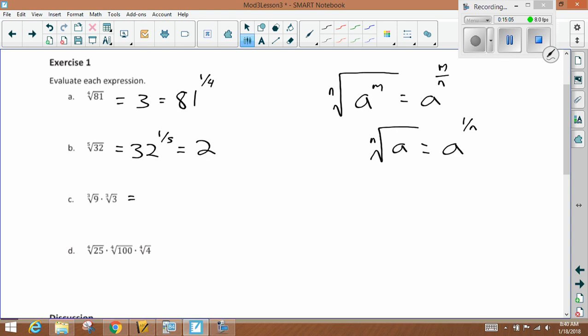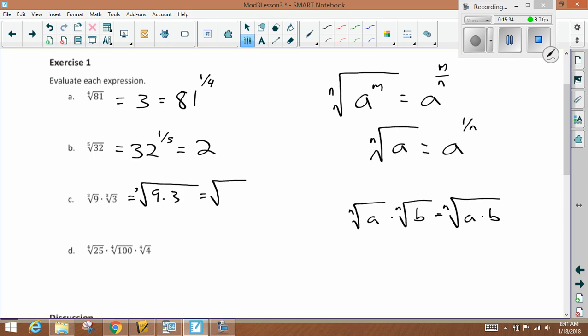With this one, remember we have a property of radicals that we learned, that if we had some nth root of A times the same root, the nth root of B, that's the same thing as the nth root of A times B. Right? We learned that last semester. So this would be the third root of 9 times 3, which is the cube root of 27, which we all know is 3.